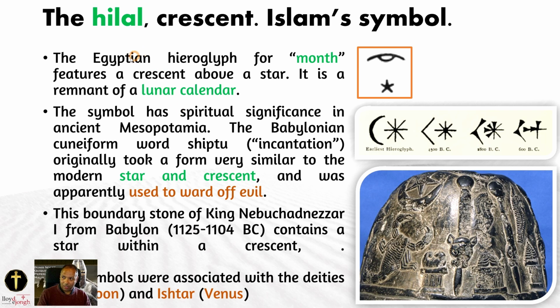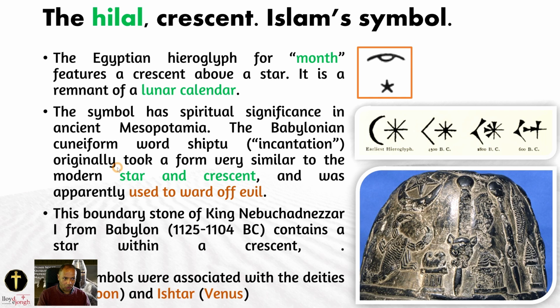So the Hilal, back to that. Now, the Egyptian hieroglyph for month features a crescent above a star. Now, this is a remnant of a lunar calendar. Now, the symbol has spiritual significance in ancient Mesopotamia. The Babylonian cuneiform word shiptu means incantation. Right, so could the crescent and the star have relationship to occult magical practices, incantation? Well, there's certainly hints of that.